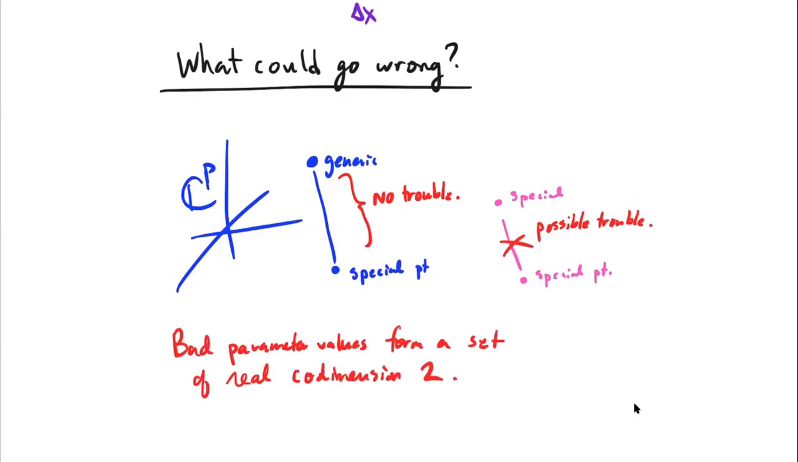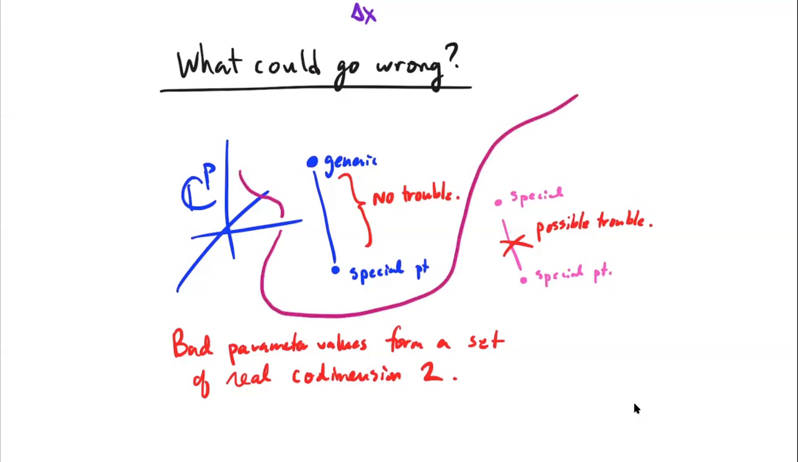And so if it's a real codimension 2, like here in my cartoon of C to the P, I've drawn 3 axes. So it's a C to the P that has 3 real dimensions, which obviously does not exist. But for the sake of the cartoon, the bad parameter values form a set of real codimension 2. And that would look like a curve. It's a curve of bad parameter values.